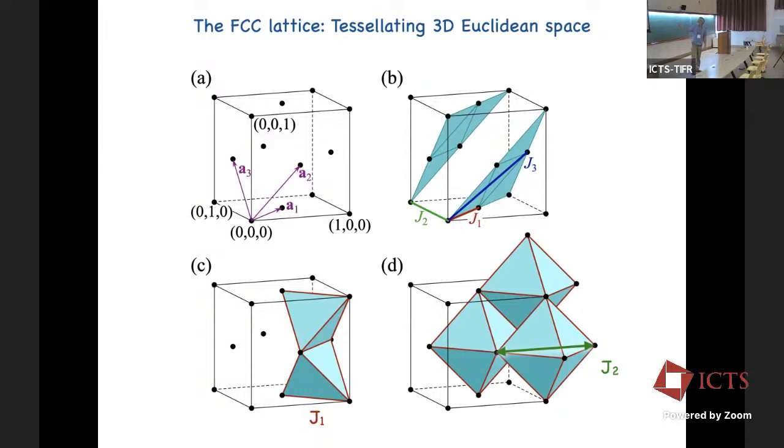And it is essentially made out of triangles. The first neighbor is between, say, the corner site and the site on the face center of the lattice. Actually, it is the edge of the tetrahedron. The second neighbor, J2, is the diagonal of this octahedron. And J3 is the second neighbor in the triangular lattice.